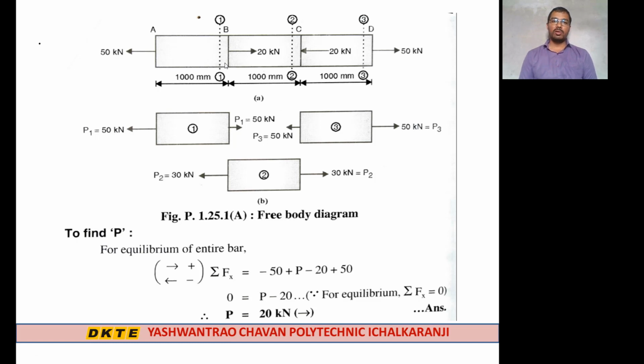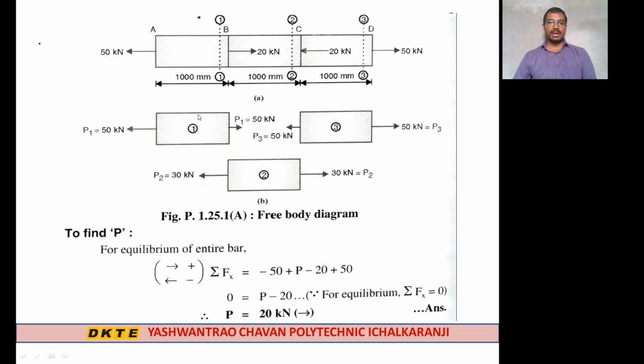We found the value of P, and next we find the loads acting on each section. Here is the first section AB. Consider section 1-1. Only 50 kilonewton load is acting towards the left side of A. Then for equilibrium condition, 50 kilonewton is acting towards right. Therefore, load P1 is equal to 50 kilonewton acting on the first section.